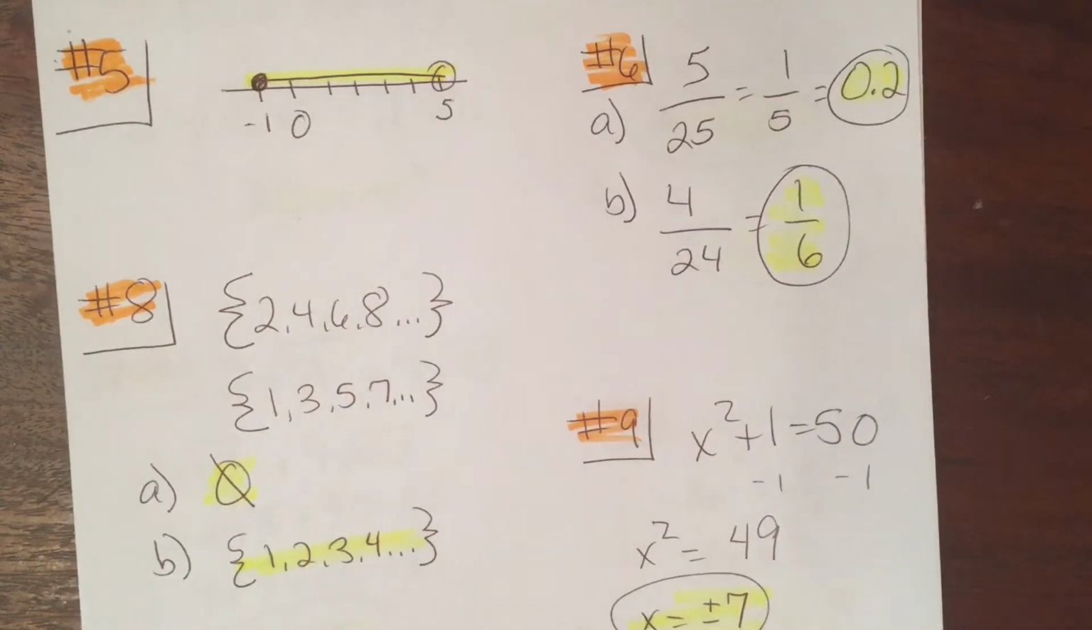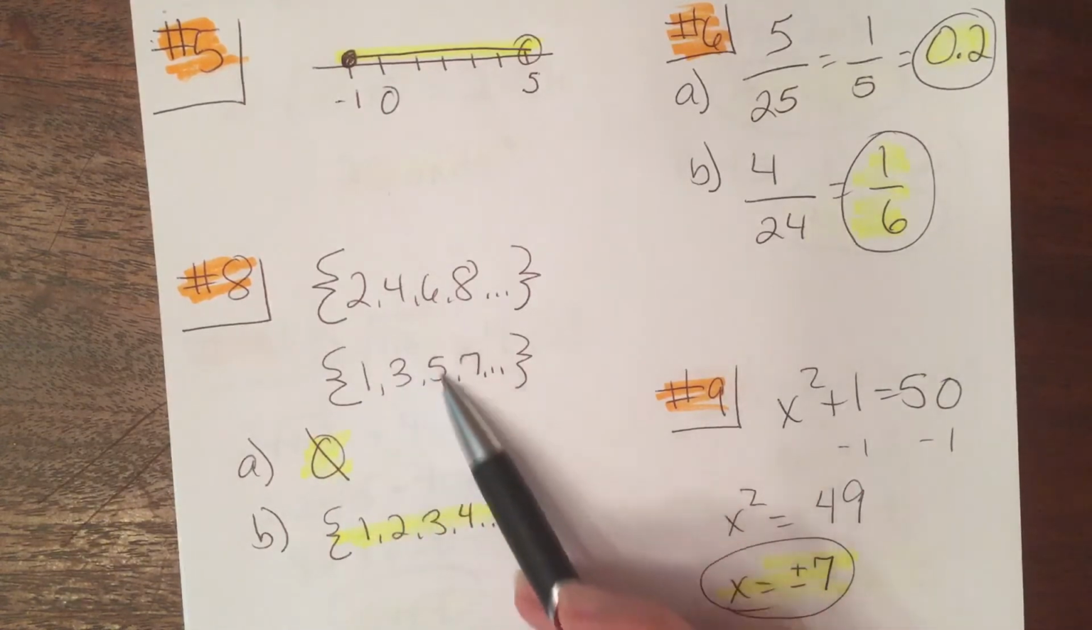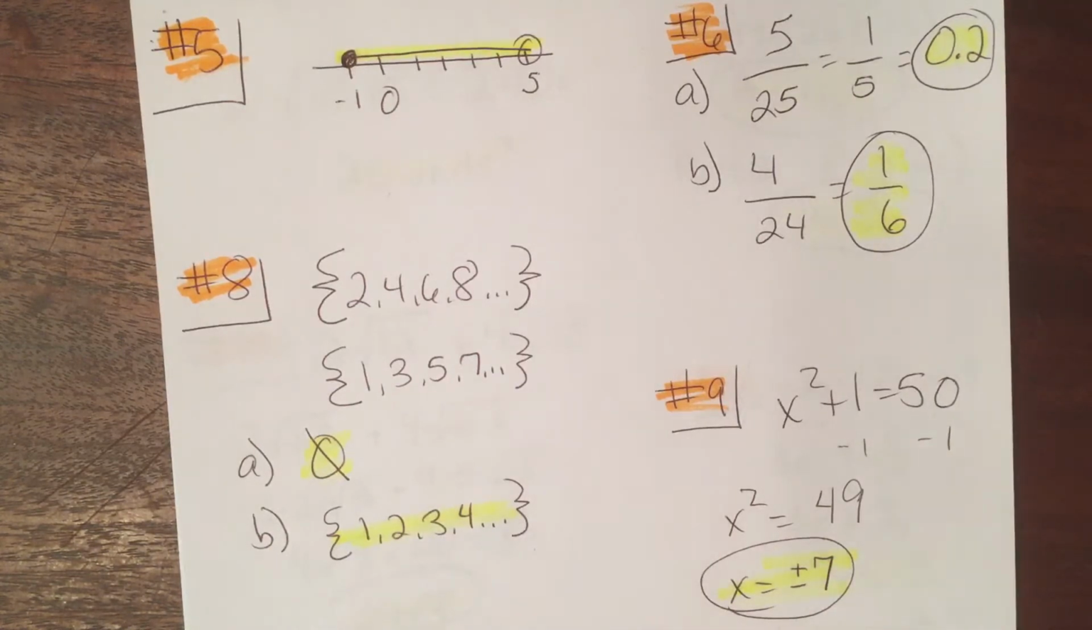Number 8. The first set they give us is the set of even numbers, and the second set is the set of odd numbers. For A, they ask for the intersection. Well, there's nothing common between those groups. So, the intersection is the empty set. B, they ask for the union. If you combine all the even numbers and all the odd numbers, then you get the set of counting numbers. So I started at 1 and went up. My ellipsis says it continues in that way.